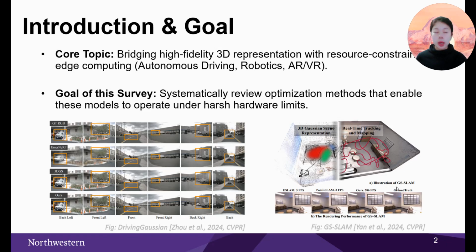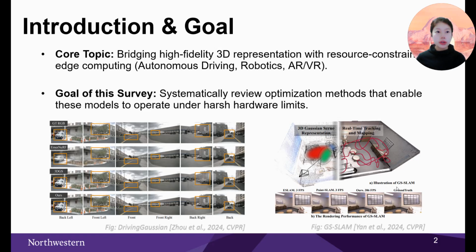In many academic papers and even in our class, we usually evaluate these models on powerful desktop GPUs. But in real-world applications, things look very different. For example, autonomous driving platforms such as NVIDIA Drive Orin, wearable AR or VR headsets, and mobile robotic systems, all of these platforms operate under strict hardware constraints. They have limited power budgets, limited thermal envelopes, and much smaller memory capacity compared to desktop GPUs.